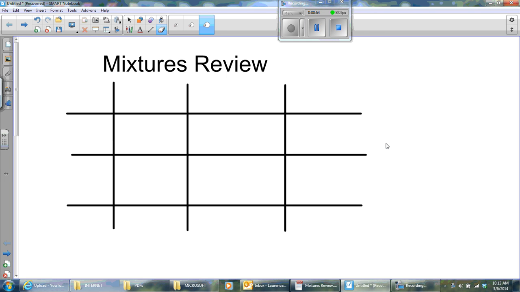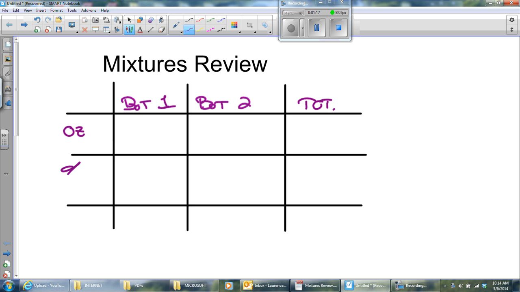All right, so we know we need 600 ounces. But let's get our chart set up here. This will be bottle 1, bottle 2, and this will be our total. And then we're going to worry about our ounces, and our percent. And remember, with our percent, we're going to use the decimal form of it. And then we're going to need to know the actual ounces that are nitroglycerin.